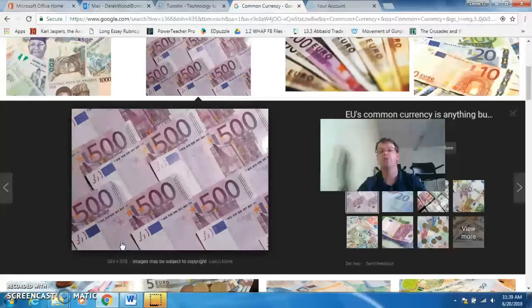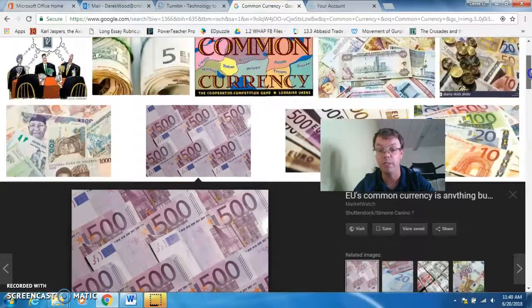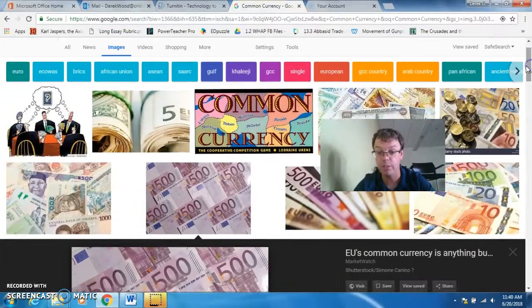So common currency just means that we agree on one thing to exchange goods, one kind of money, one kind of object it could even be. That is a common currency.